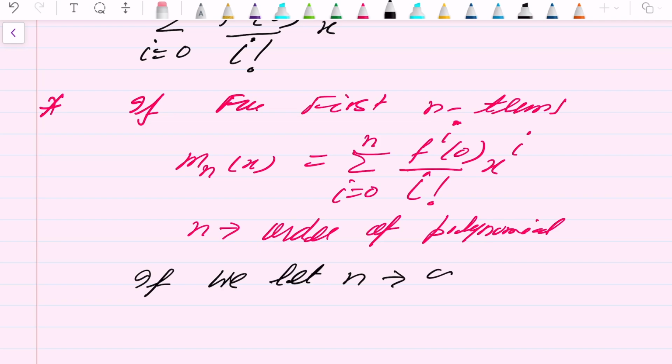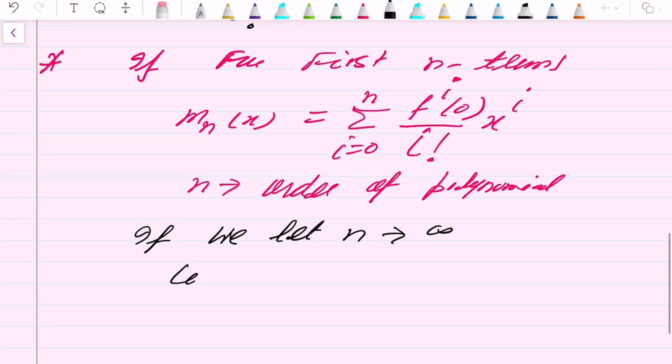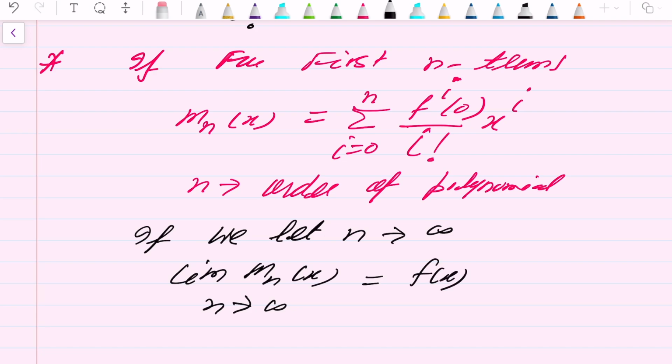So if we let n approach infinity, the limiting value of the Maclaurin polynomial as n approaches infinity will be nothing but the function which we are approximating. The more the number of terms, the more accurate the approximation will be. We'll see this with the help of an example. And Maclaurin series converges for any x.